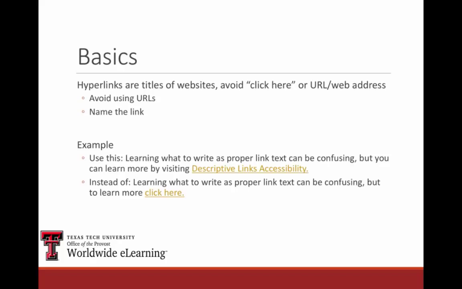When a screen reader comes to a URL in a document, it will read out the URL character by character. However, when a screen reader comes to a descriptive link, it reads the title of the website. The user will know exactly where the link is going.